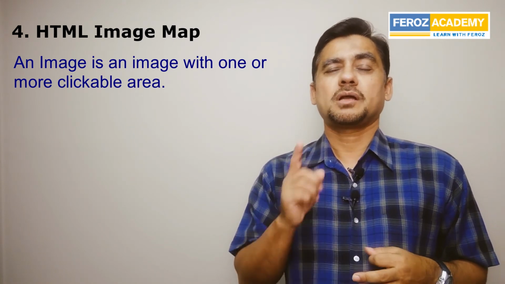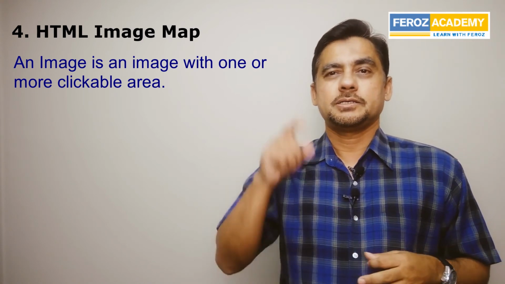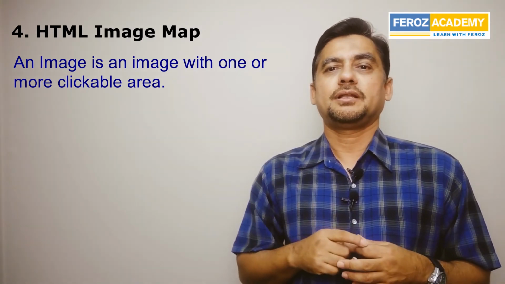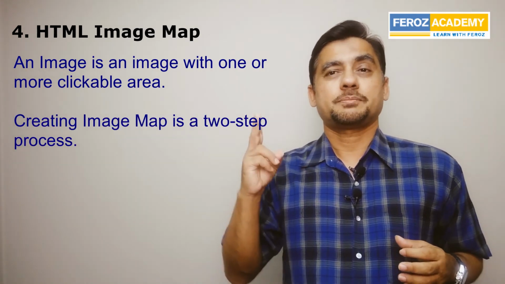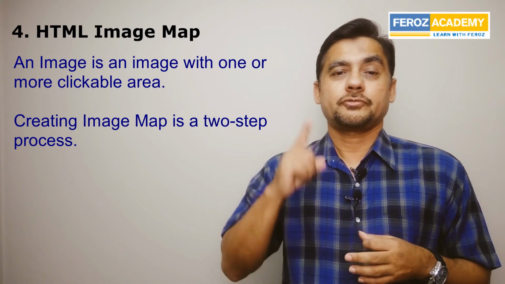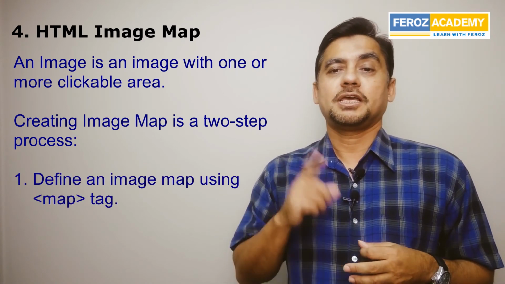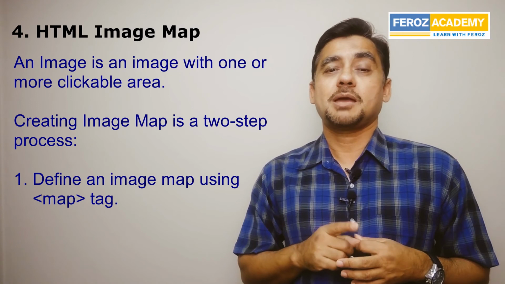Image map. An image map is an image with one or more clickable areas on the image, where the different clickable areas will link to a different target page. Creating an image map is a two-step process. The first step is to define an image map using the HTML map tag.